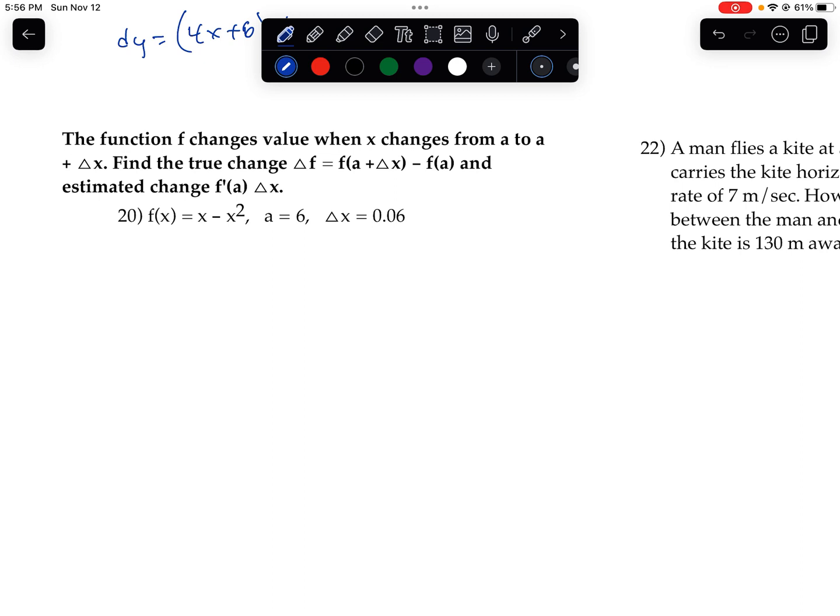Okay, so the function f changes values when x changes from a to a plus delta x. Find the true change and the estimated change. So let's find the true change first. So delta f is going to be equal to f of a plus delta x. So that looks like it's going to be 6.06 minus 6.06 squared.